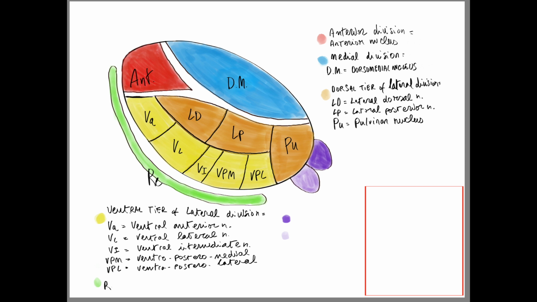The worm-like structure has been coloured in green. It is the reticular nucleus. We coloured the 2 additional nuclei in purple. They are the medial geniculate and the lateral geniculate nuclei.